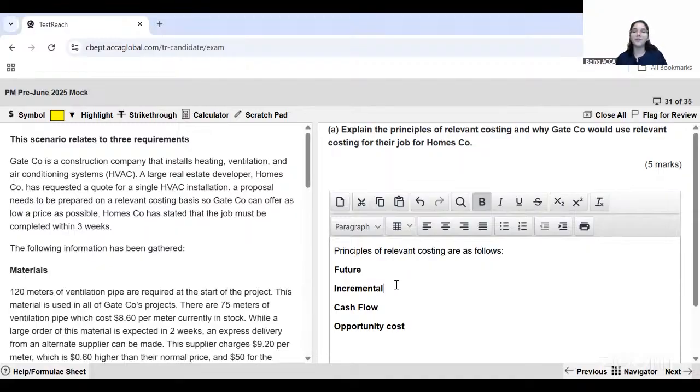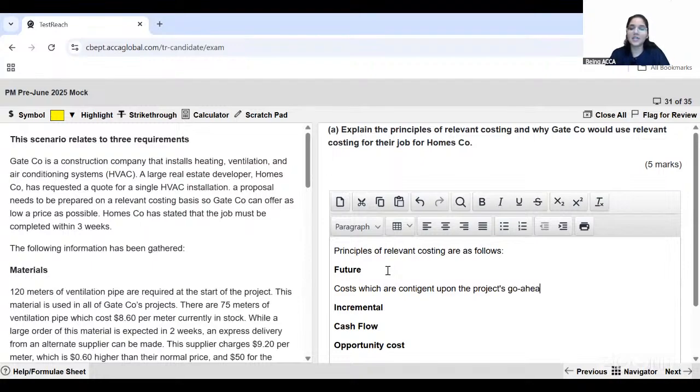Whenever we say future, what do you mean that the cost should be future? This means you can remove the bold now. So this means that only the costs which are contingent. What do you mean by contingent? Which are dependent upon the project's go ahead, which depend on whether the project will be taken up or not. Only those costs should be considered relevant.